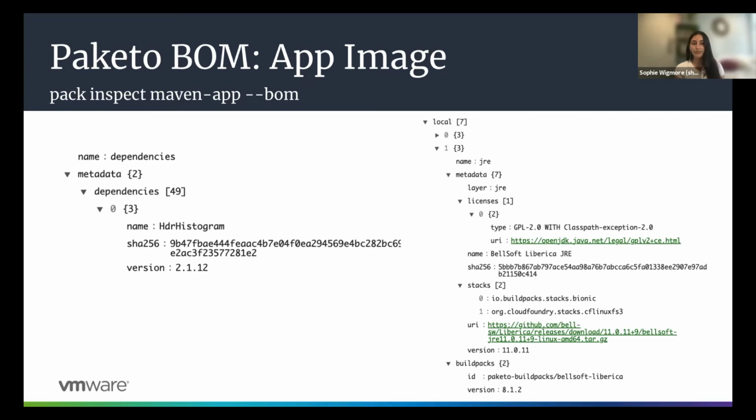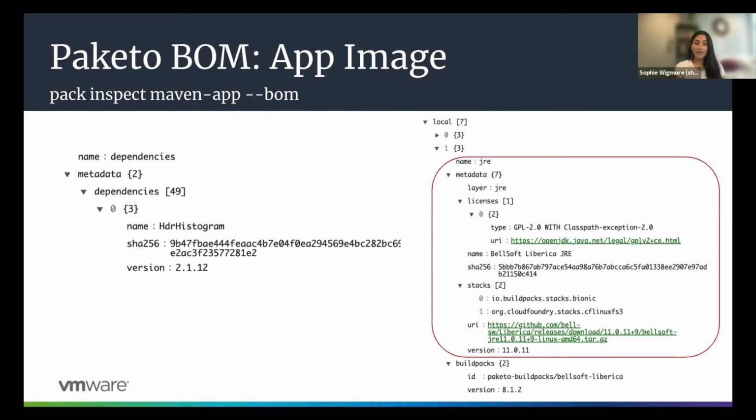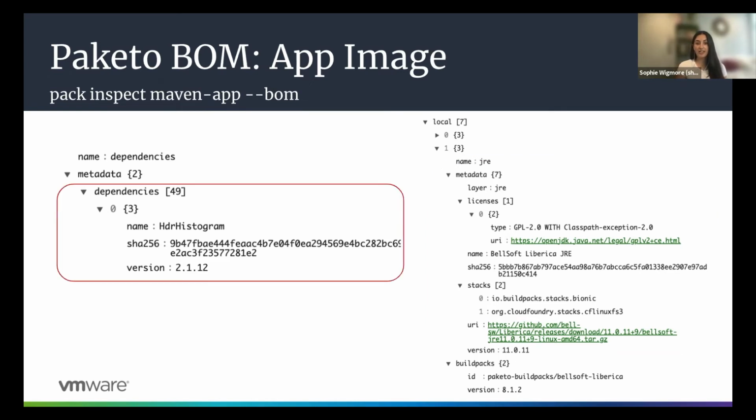for your app image. First and foremost, over here on the left, we have an array of dependencies installed by Maven. So as you can see here, there are 49 dependencies, the first of which being HDR histogram, the same entry that we saw in the Syft example. So this list of 49 entries is essentially a one-to-one mapping with all of the Maven installed modules that we saw in the Syft example. Right now, this only has a SHA and a version field on it, but eventually we'd like to flesh this out to include vulnerability identifiers like CPEs, licenses, source URIs, and other information.